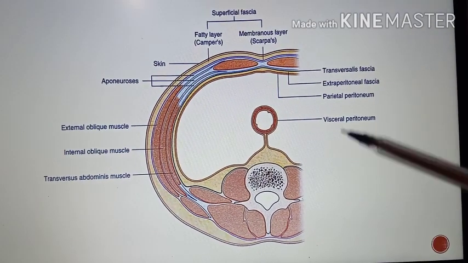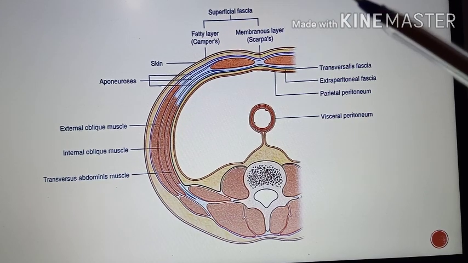The 3 large flat muscles, named from outside to inside, are: first, external oblique; second, internal oblique; third, transversus abdominis. Coming to the vertical muscles, there is one large vertical muscle called the rectus abdominis, and a small vertical muscle called the pyramidalis. This picture is showing the transverse section of the abdomen.